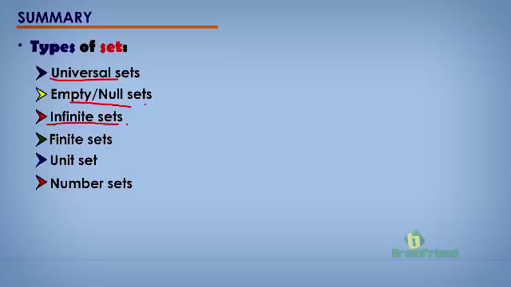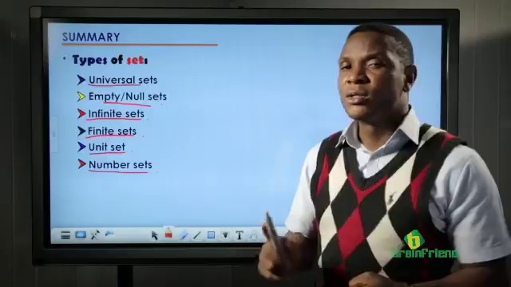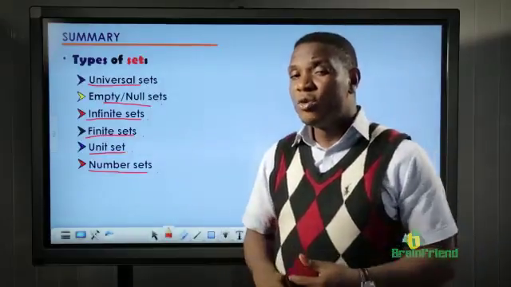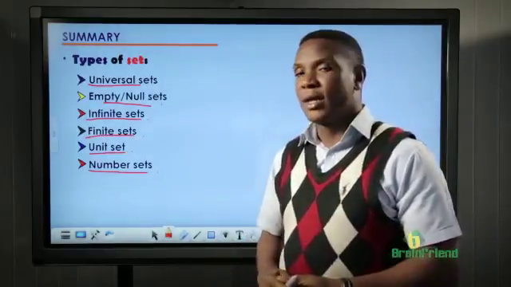Next, we learned about the finite set, which we said is a set that contains a countable number of elements. The unit set is a set that contains just one element as its member. Next, we learned about the number sets, where we saw numbers like the integers, our whole numbers, rational numbers, irrational numbers, real numbers, and the likes.